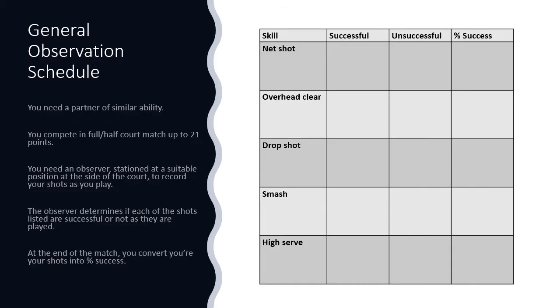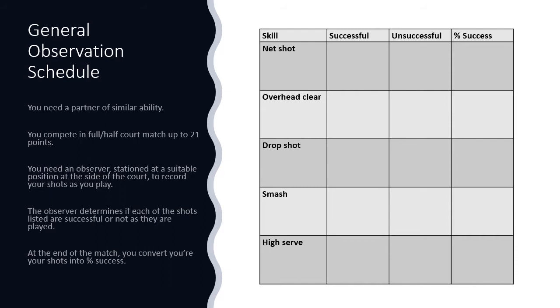The next data gathering method for physical that we're going to look at is the general observation schedule. As we mentioned before, this is an analytical tool. It looks at the skill part of the physical factor. On the right hand side here, you'll see an example of the observation schedule for badminton.